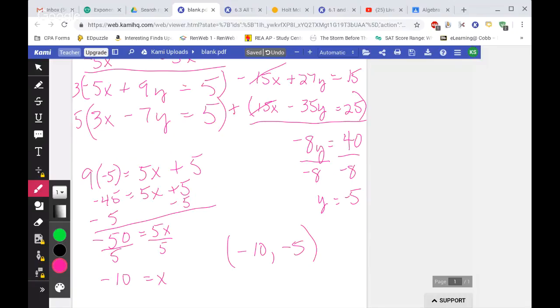So if I were to graph these two lines, that would be the point at which they would intersect. Any questions about that third example?